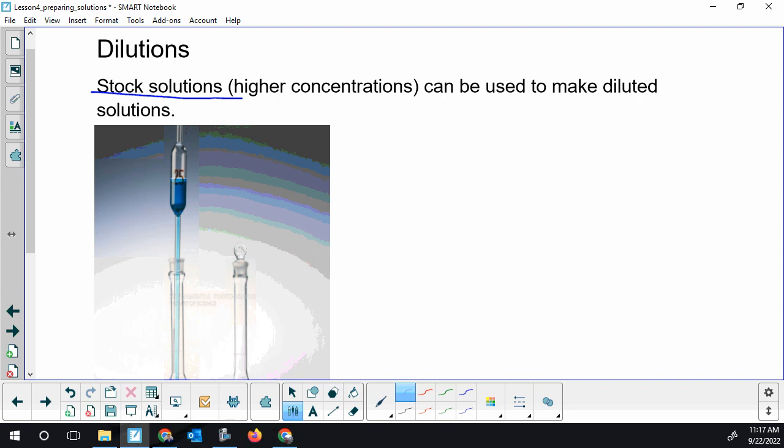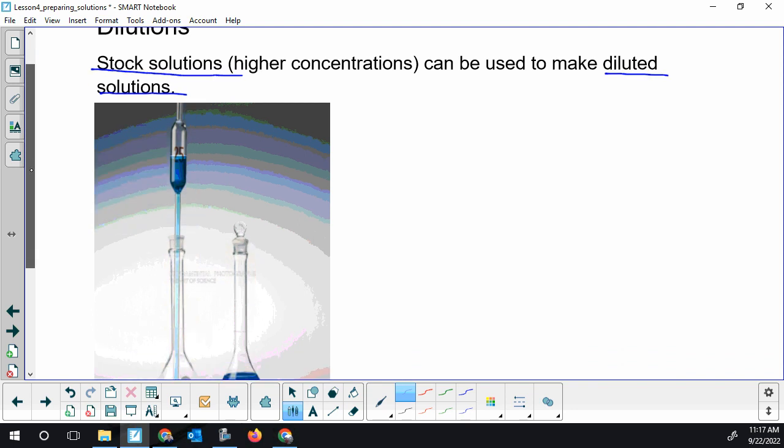So hopefully you just learned or you're getting comfortable with making up a primary standard. That is your stock, that is your original. It's always the higher concentration. It can be used to make a diluted solution. That has to be lower because we're going to add more water to it.